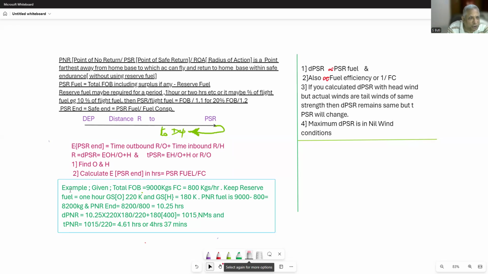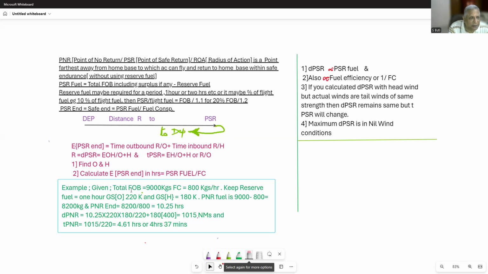So in this question, step number 1, calculate your ground speed outbound and home on the return route. If outbound is tailwind, return will be in headwind conditions. Find out values of ground speed O and H and calculate the PSR endurance in hours: PSR fuel divided by the fuel consumption per hour.